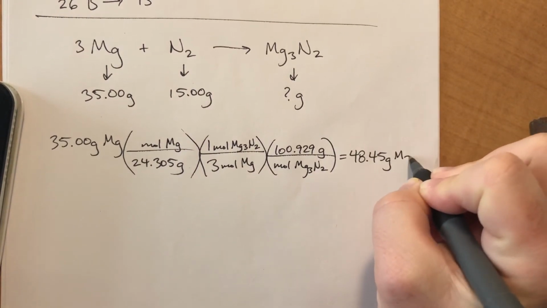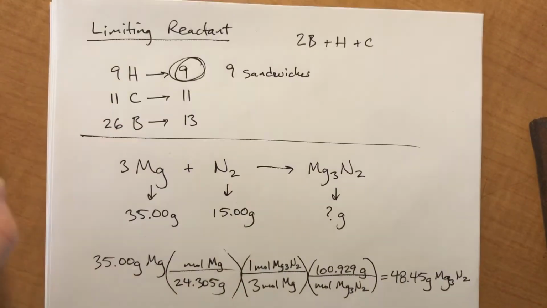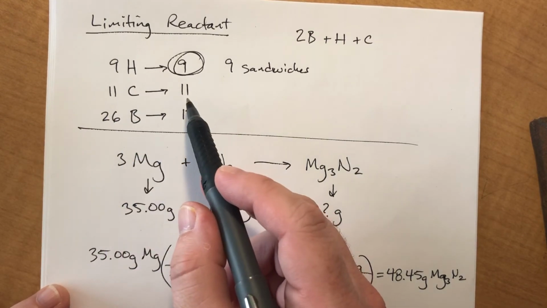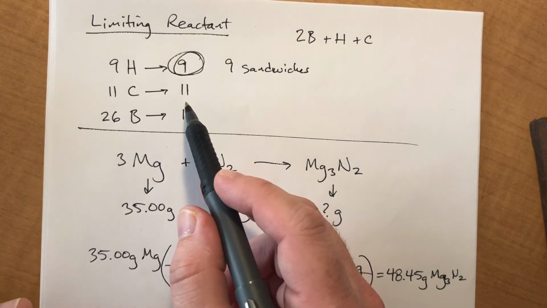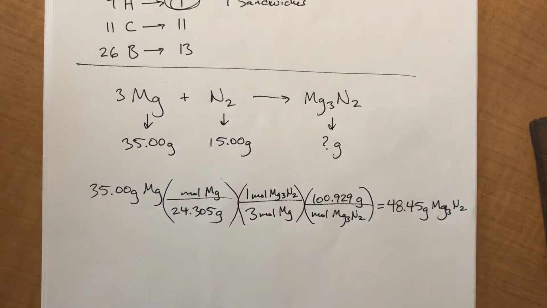Now here's the thing. This may or may not be the right answer. So kind of like up here when we did, oh, we have 11 pieces of cheese, that can make 11 sandwiches. Based off only the cheese, sure, we could make 11 sandwiches, but we don't know yet if the nitrogen is going to run out, so we need to check.